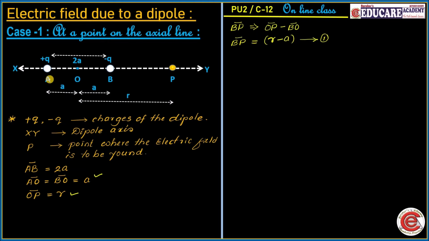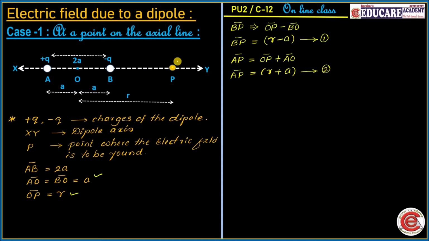Similarly, we have to find the distance between the point P and the second charge, that is plus Q, and that distance is nothing but AP, which is given by the sum of two distances. One is OP and another one is AO. So it is OP plus AO. Now OP is R and AO is A. Hence the length AP is R plus A. Now call it result 2.